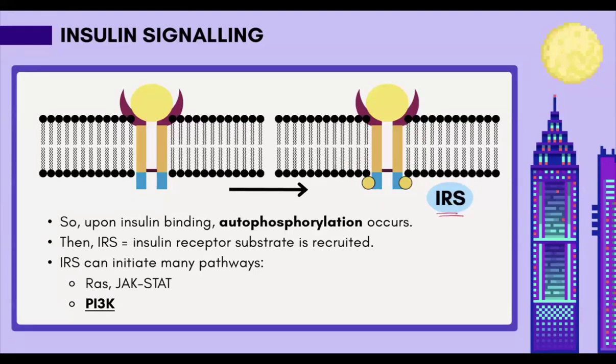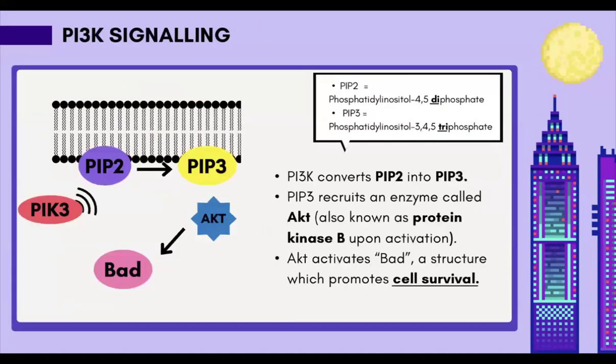Now, this molecule can act on different pathways. It can start the RAS pathway or the JAK-STAT pathway. But the one that is important for insulin signaling is PI3K. So that's just the one we did here. And it's this exact same thing, and it's going to start it.